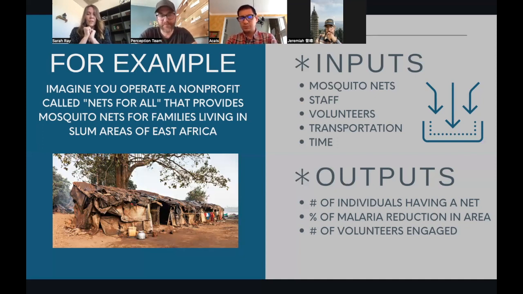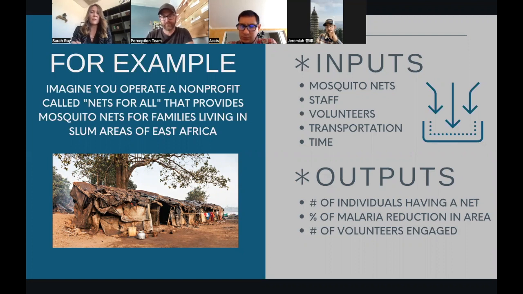Then we're going to look at outputs. And this is the result of the input. So if we put things into our programs consistently, what is going to come out of that program as a result? So for Nets for All, the outputs are going to look like the number of individuals that end up having a mosquito net, ideally that didn't have one before, the percentage of malaria reduction in the area as a result of their programs, and the number of volunteers that are engaged. So these are the things we want to measure, both inputs and outputs for Nets for All.